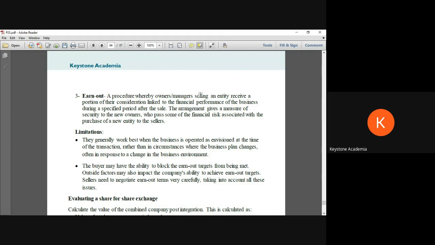Okay, the last one is earnout, where usually the owners or sometimes the management is kept with us. They get some small amount of money, but other money is they will get once we have achieved the synergy. Usually it is done when you are just acquiring a company for the management or the key professionals.